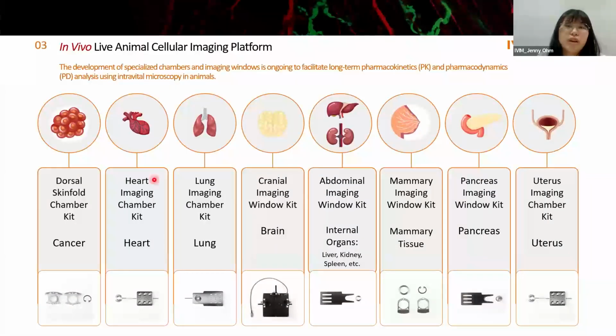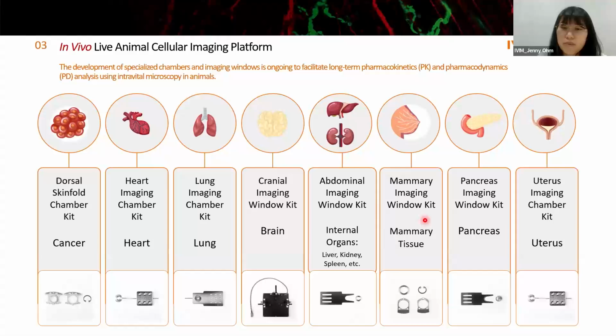And especially with various apparatus, which we call imaging windows and chambers, users can easily gain highly qualified longitudinal in vivo images from each internal organ. We are usually optimizing surgical methods for securing a cranial imaging window to the brain, allowing observation of various dynamics such as brain cells and drug permeability across the blood-brain barrier, and to observe various cellular or pharmaceutical dynamics within abdominal organs.